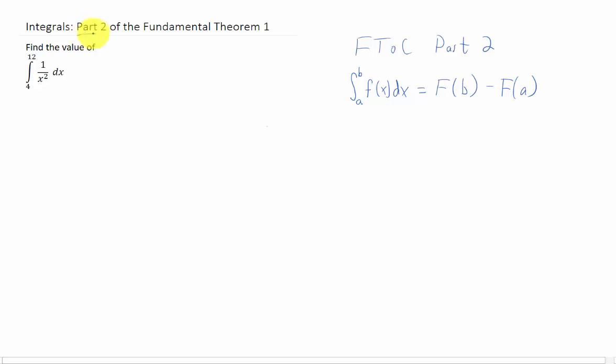Finally, we get to discuss part 2 of the Fundamental Theorem of Calculus. Not to make part 1 of the Fundamental Theorem of Calculus feel bad, but part 2 is really the one that you want. It's really the more useful of the two parts. And there's a big part of me that wonders why we wait so long to tell you about it.